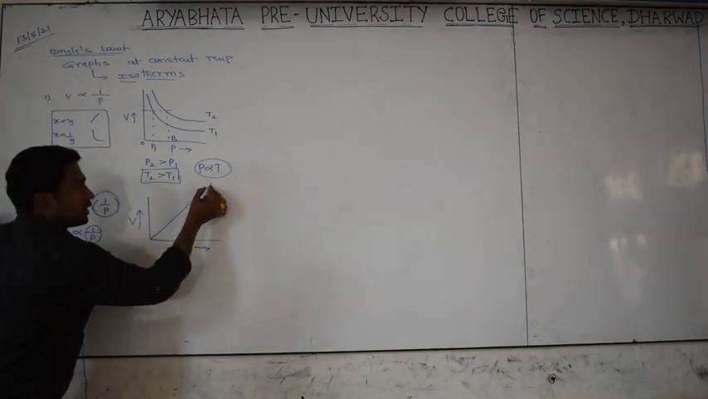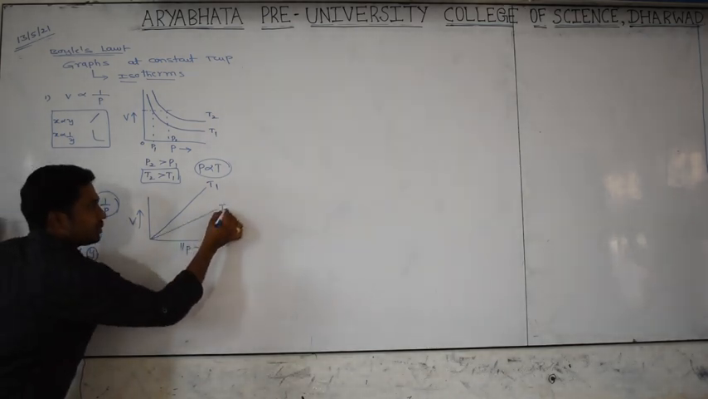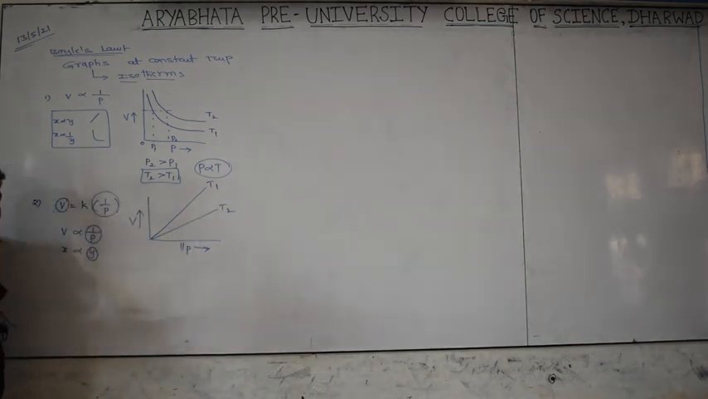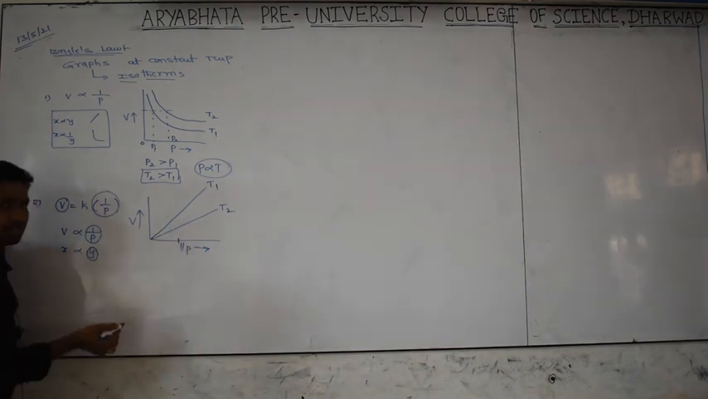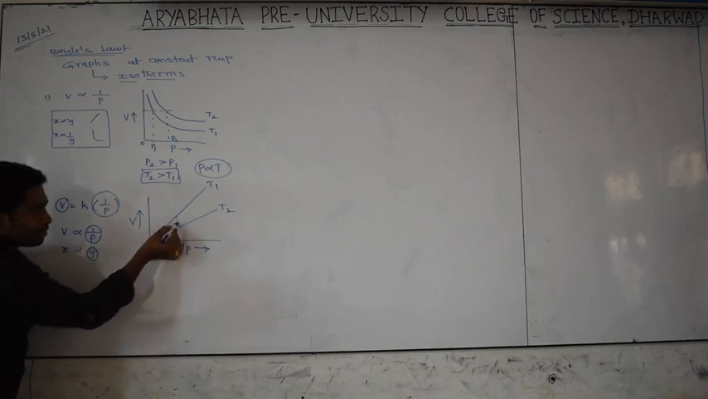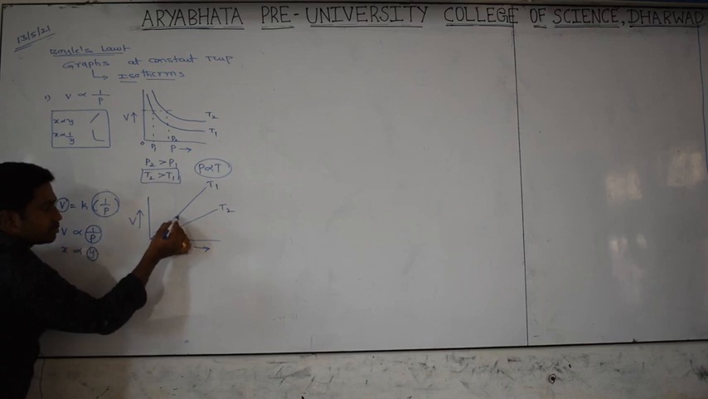This is a graph at T1 temperature. Another graph I am taking at T2 temperature. I want to get the relation between T1 and T2. How is it possible, anybody? Yes. On 1 by P, I take one constant point. From there we draw a vertical line to the lines. This is point A, this is point B. From those points we draw lines to the other axis.